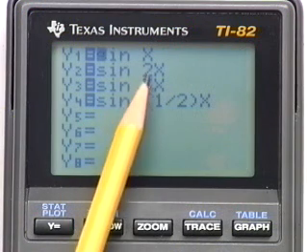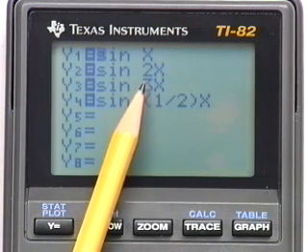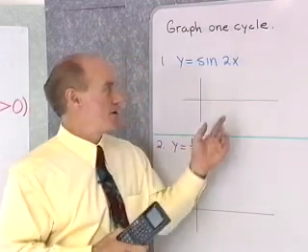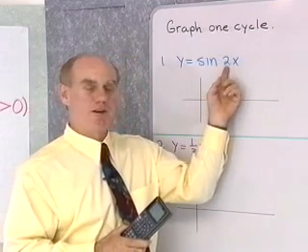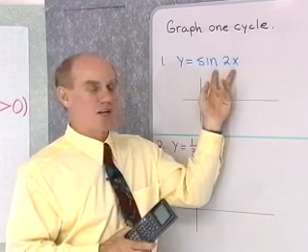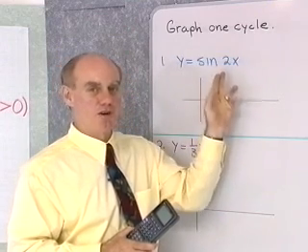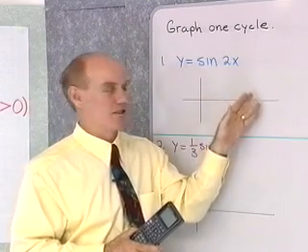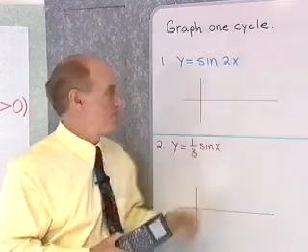This coefficient in front of x right here tells us the number of complete cycles that the curve will go through between 0 and 2 pi. So on this graphing calculator, we see that this coefficient of x tells us the number of complete cycles that the graph of y equals sine x will go through between 0 and 2 pi, or 0 and 360 degrees on the x-axis. Let's graph this one by hand.